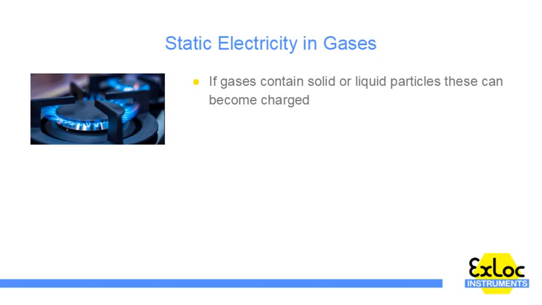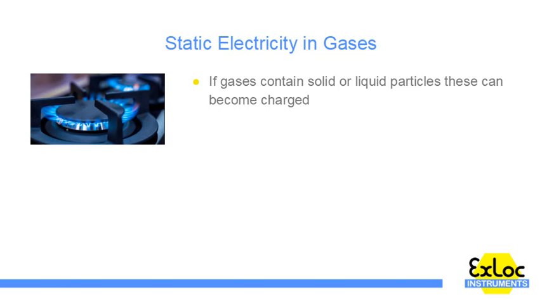Static electricity in gases. The movement of pure gases or a mixture of gases generates little, if any, static electricity. But if the gas contains solid or liquid particles, these can become charged. It is common to find such particles in industrial processes as the result of contamination or droplets in steam.